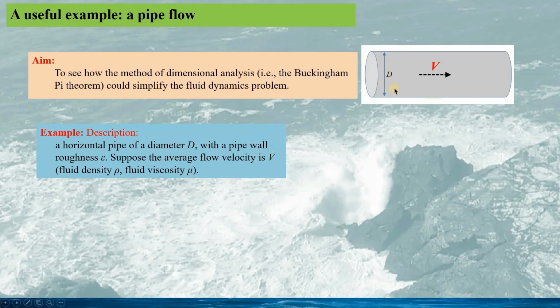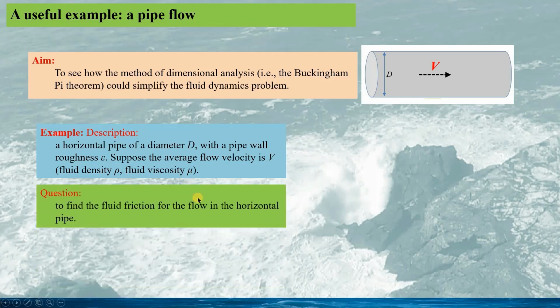A horizontal pipe of a diameter d with a pipe wall roughness epsilon. Suppose the average flow velocity is v and the fluid density ρ, viscosity μ. The question is to find the fluid friction for the flow in the pipe.